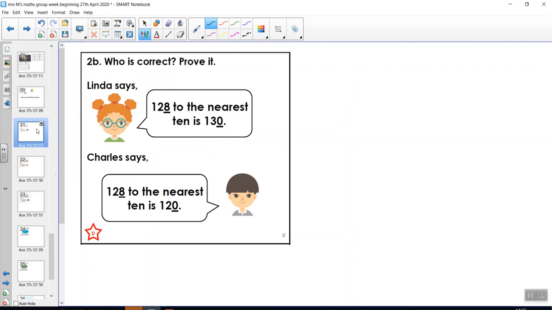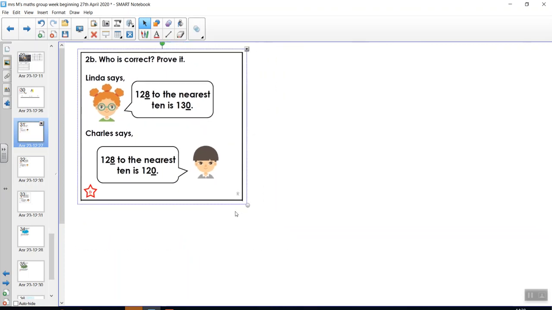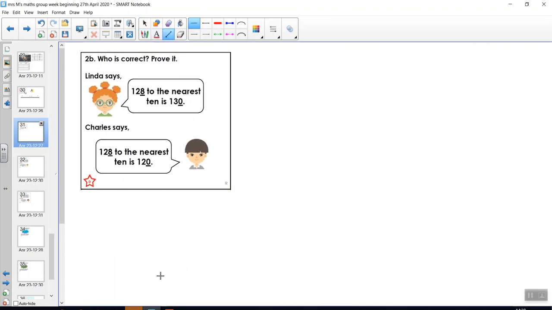Okay, so we've got another activity here where we have to prove it. It says, who is correct? Prove it. Linda says 128 to the nearest 10 is 130. Charles says 128 to the nearest 10 is 120. Pause the video and work out who is correct. How did you get on?